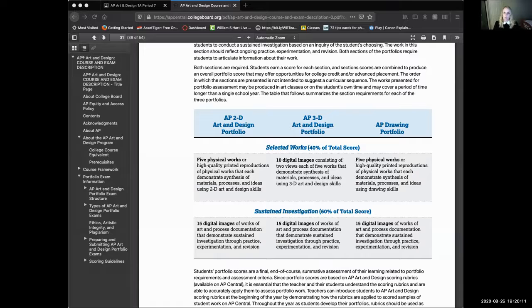I'm going to talk a little bit about the actual portfolio submission, a little bit about Google Classroom, and then as I'm talking about behavioral expectations, I'll be able to show you some examples of student work. Unlike other AP classes, this is a little bit unique. The end of the year culminates in a portfolio submission. There's actually no written test.